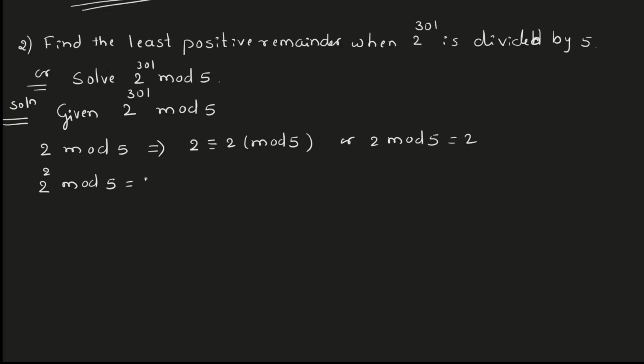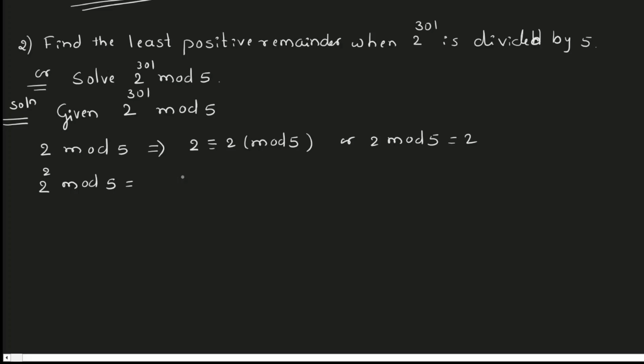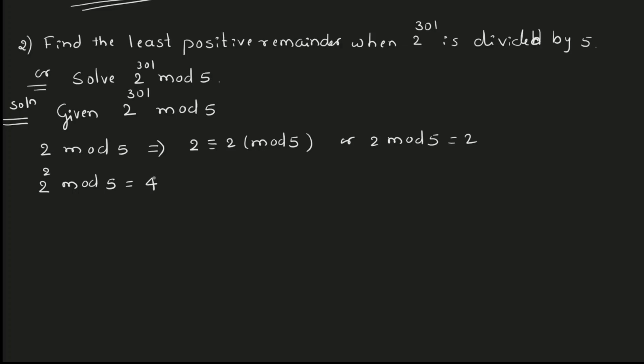2 square is 4. Then again 4 is smaller than 5. So the remainder will be 4 only. Then again double this: 2 raised to 4 mod 5. 2 raised to 4 is what? It is 16. 16 mod 5. What is the remainder? The remainder will be 1. Yes, it is 16. 5 threes are 15. Remainder is 1.